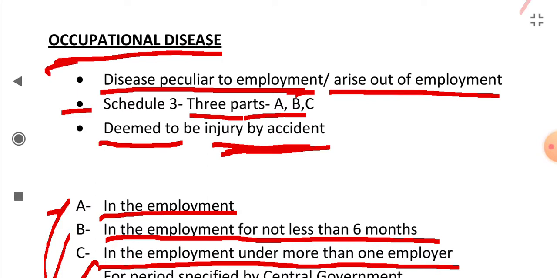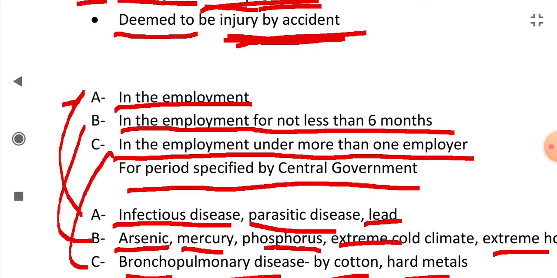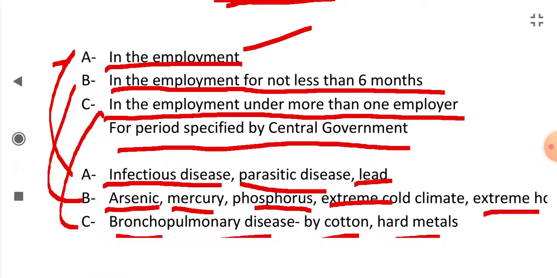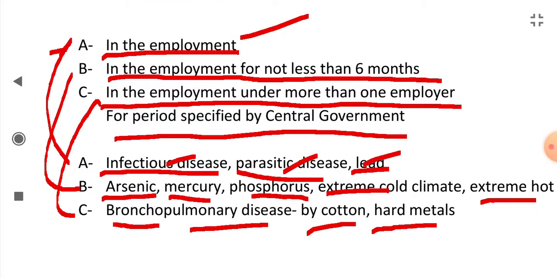What are occupational diseases? Occupational diseases are the diseases peculiar to the employment or arise out of employment. They are deemed to be injury by accident. Okay, in schedule 3 there are 3 parts: A, B, C. In A, if the person is in employment and gets infectious disease or parasitic disease or disease due to lead, he will come under category A.